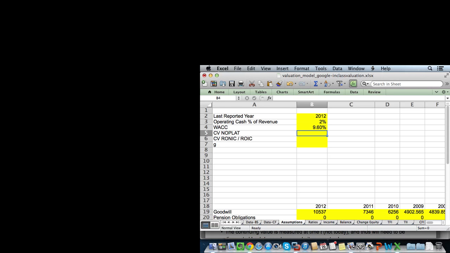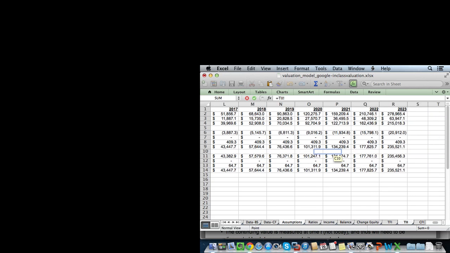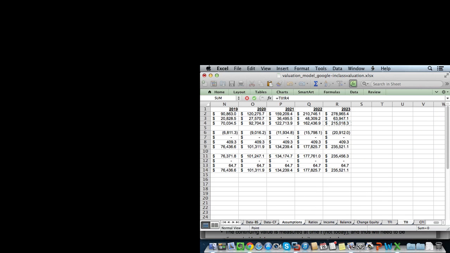Next, what I need is a continuing value NOPLAT. Well, we've already forecasted the first year of the continuing value, so that's the 2023 NOPLAT in our model. So in this case, I'm going to make a cell reference on the Assumptions tab to go to the TII, which is where my forecast of NOPLAT is, and I go to my 2023 forecasted NOPLAT.